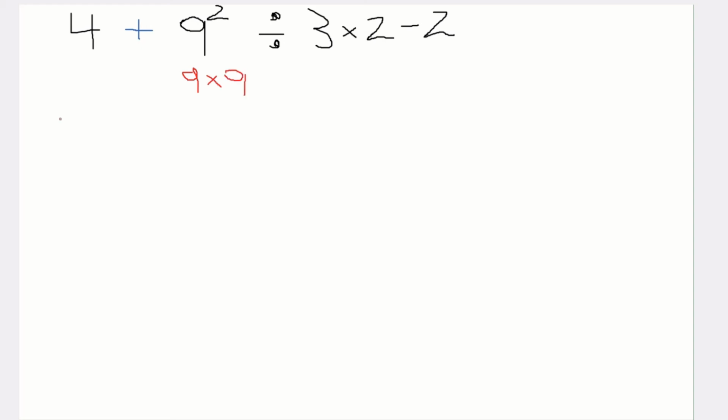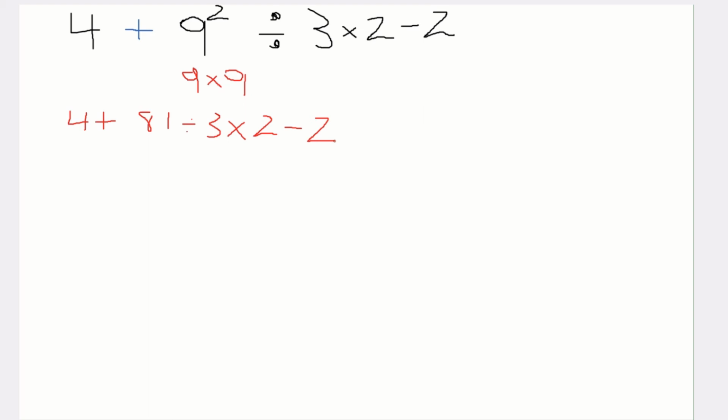So we are left with 4 plus 9 times 9 is 81 divided by 3 times 2 minus 2. Okay, so now we're at this step, we also need to decide again which section of this expression should we evaluate first. Which section of this expression should we evaluate again?